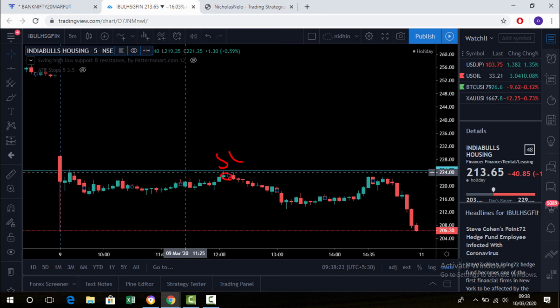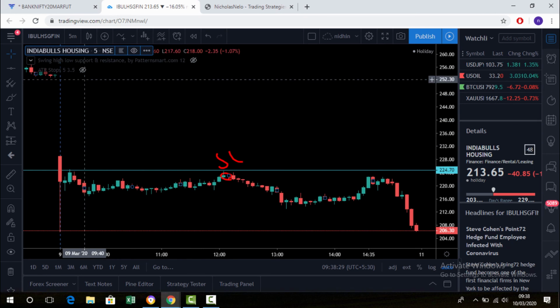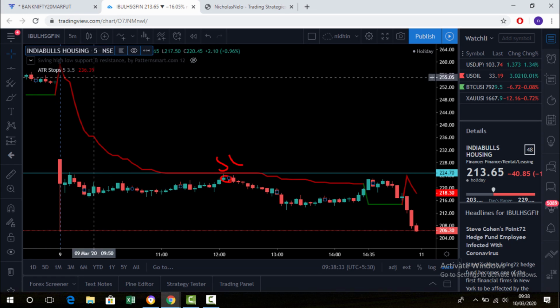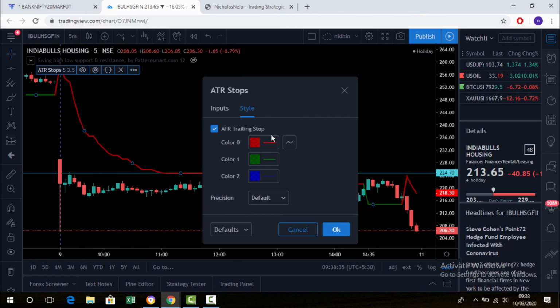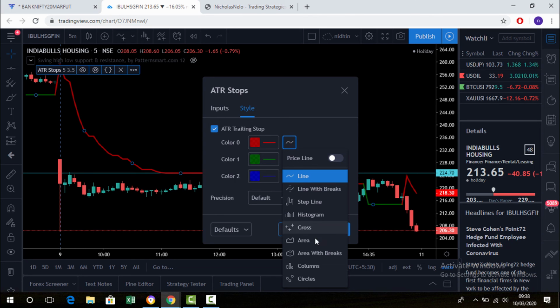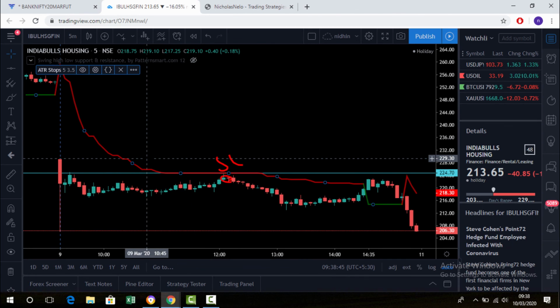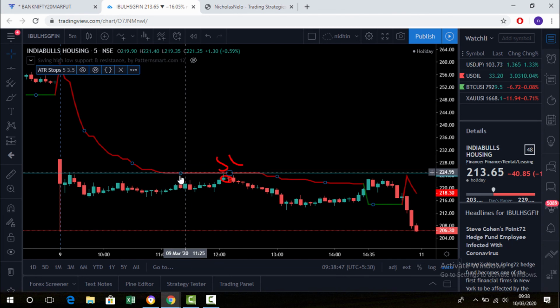So hope you get some idea about this strategy. This is not a super trend, this is ATR stop. You just select the ATR stops and change to the line. There are so many other features there, but you just select it to the line, then just whenever the line is flat, just mark it.